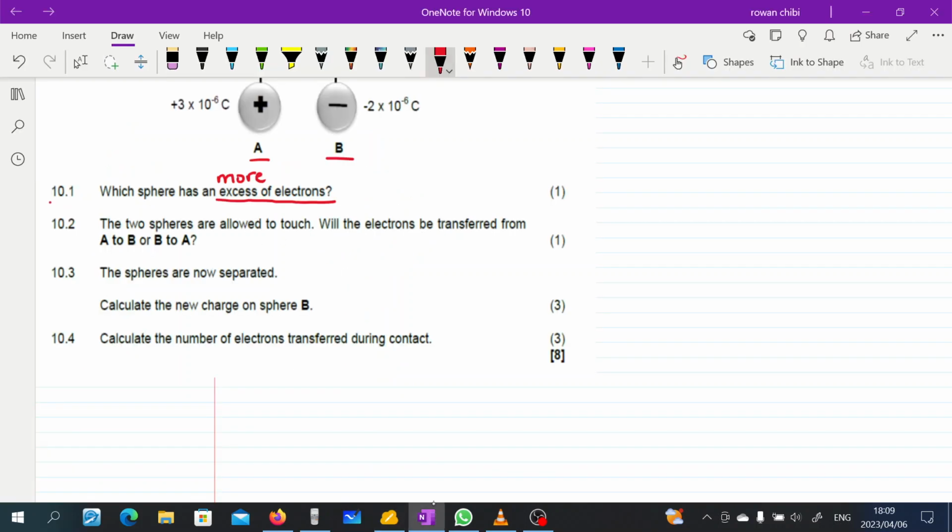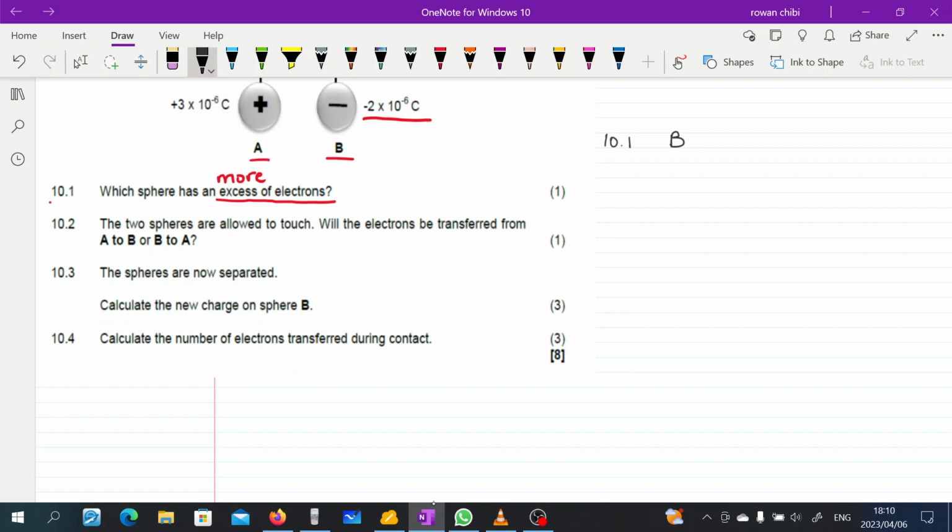So on 10.1, they're asking which sphere has excess or more electrons. We know it's sphere B, because sphere B is negative 2 times 10 minus 6. So for 10.1, the answer is B.